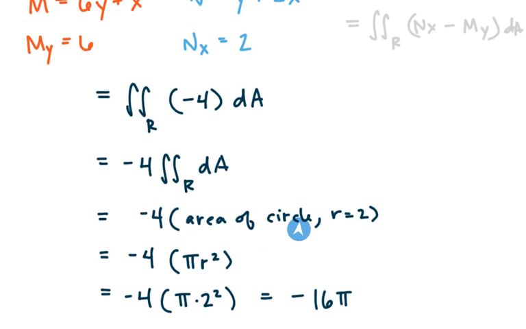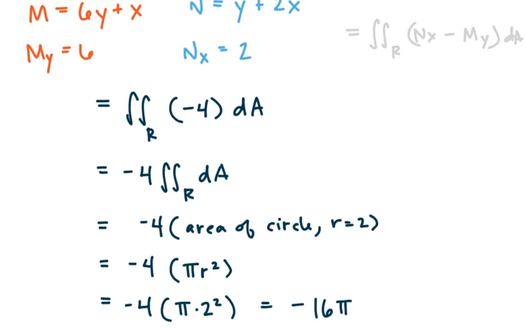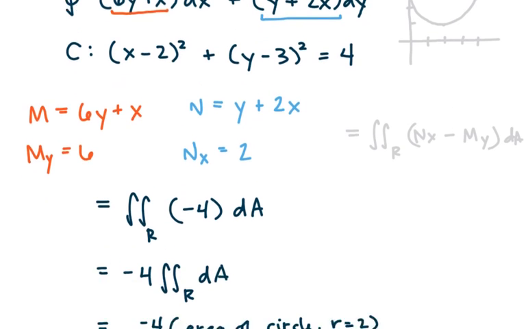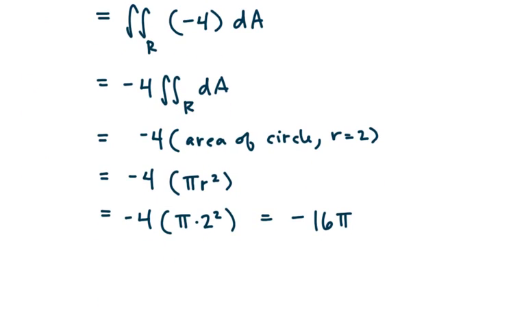-4 times the area of that circle, radius 2, pi r squared, which is pi times 2 squared, we get -16 pi as the value when we evaluate this integral using Green's theorem. And again, the answer here was -16 pi.